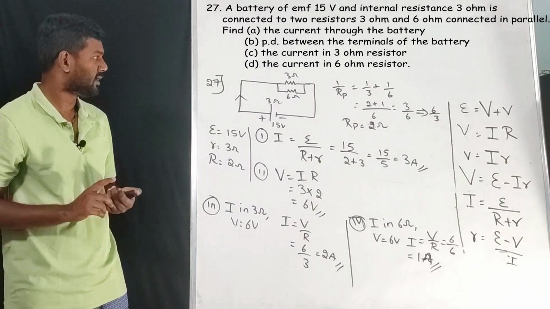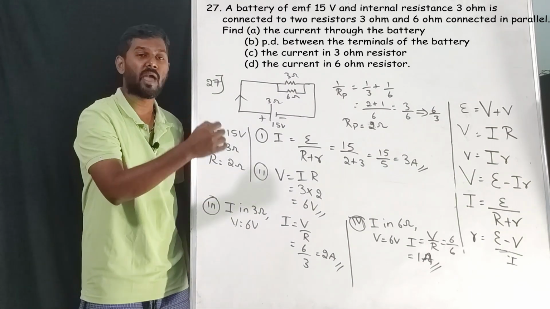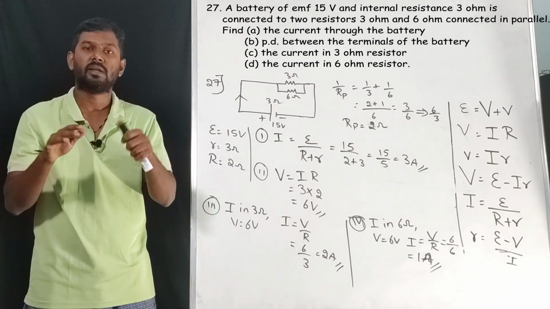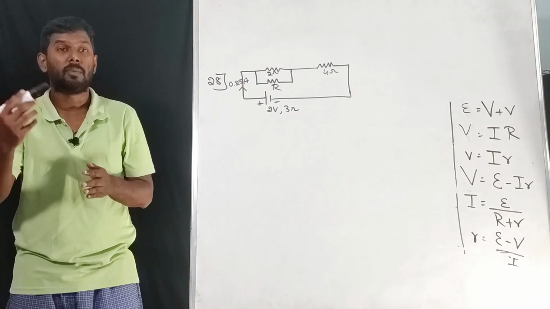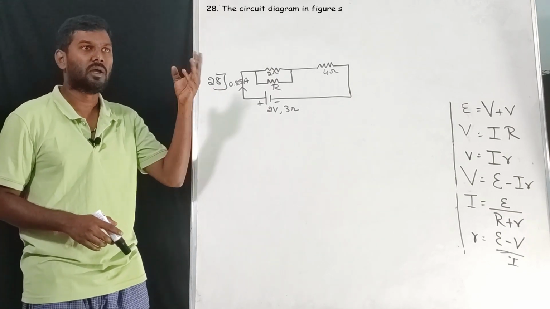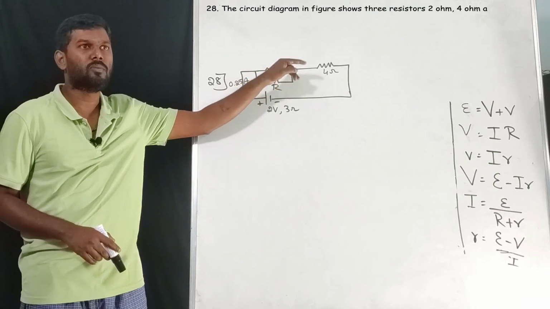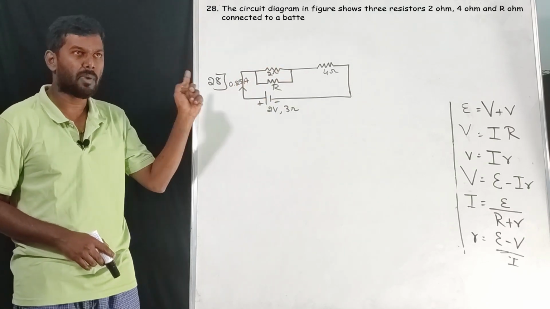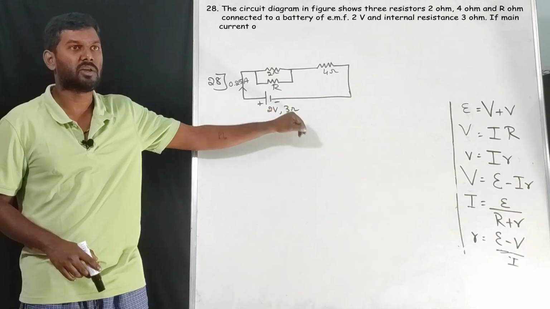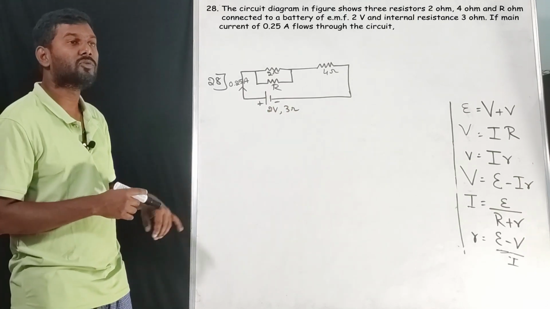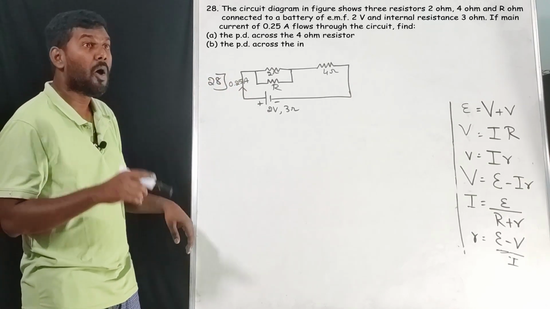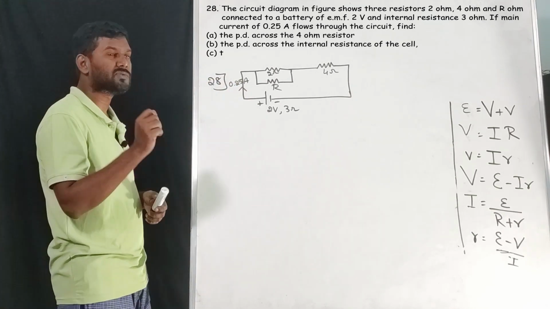That's it. See, when we have to use terminal voltage and when we have to use EMF to find current, if you know all these techniques, then it is easy to solve any question. Question number 28, one of the advanced questions. The circuit diagram in the figure shows 3 resistors, 2 ohm, 4 ohm and R ohm, connected to a battery of EMF 2 volts and internal resistance 3 ohm. If the main current of 2.5 amperes flows through the circuit, find the potential difference across the 4 ohm resistance.